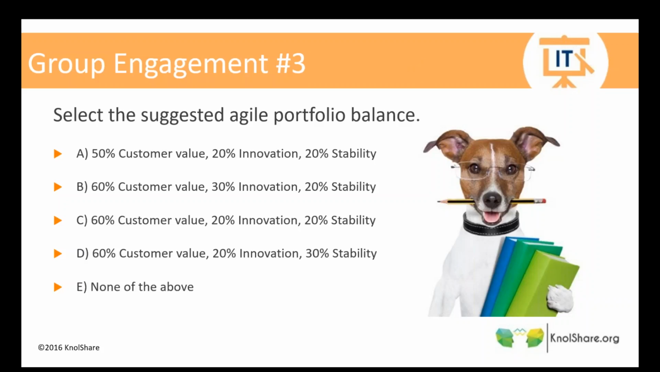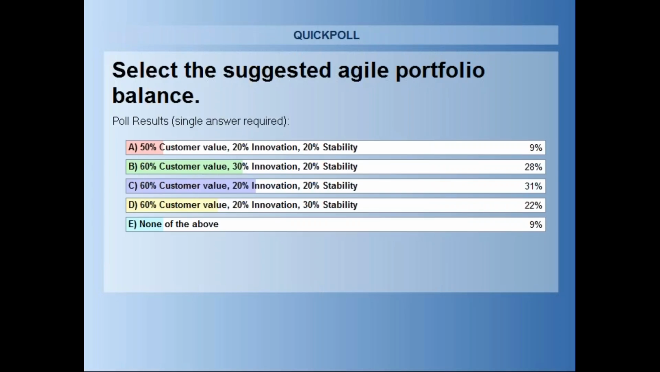So how are we doing? All right. Let's see. 9% said A, 28% chose B, 31% C, 22% D, and 9% none of the above.